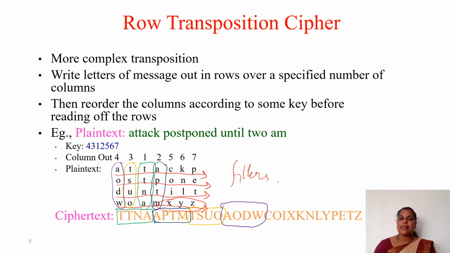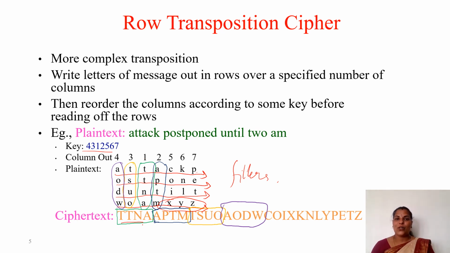Then we write the key 431257 over the columns. Whichever is the first value, 1: TTNA, this green box you have to look into. Then 2, the blue box: APTM. Then 3, the yellow box: TSUO. Then 4, the purple box: AODW. Likewise we convert the plain text to cipher text. Here also the same plain text alphabets are there, only the position is changed.